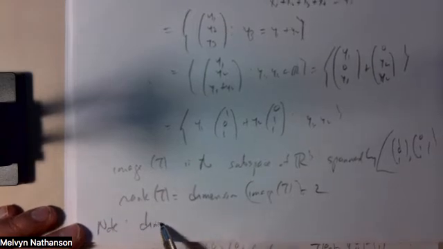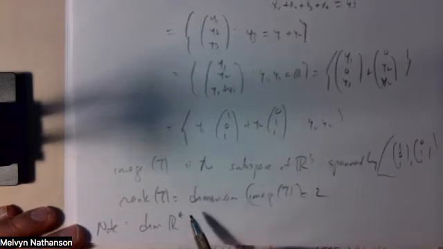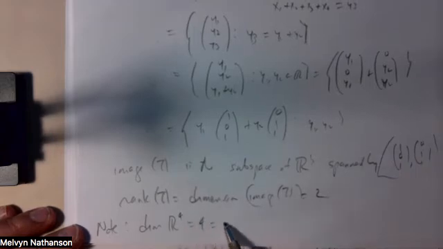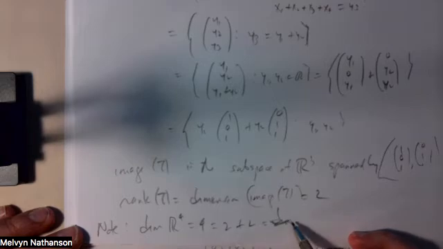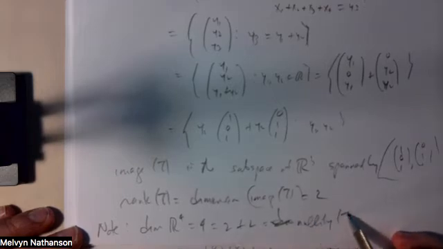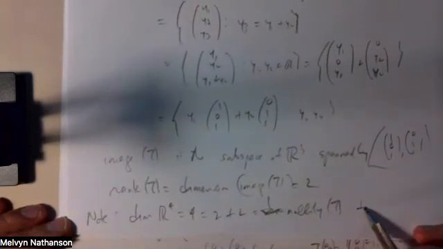And we'll notice that the dimension of R4, which is 4, is 2 plus 2, the nullity of T plus the rank of T. This is the big theorem about linear transformations, that if you have a linear transformation from one finite dimensional vector space to another, the dimension of the nullity plus the rank is the dimension of the domain space.